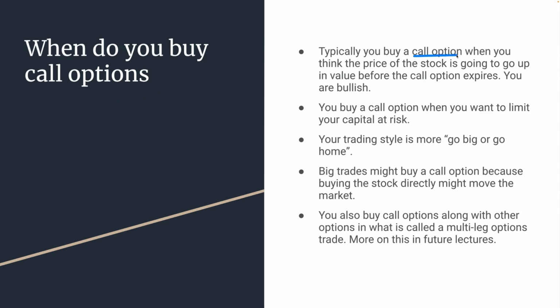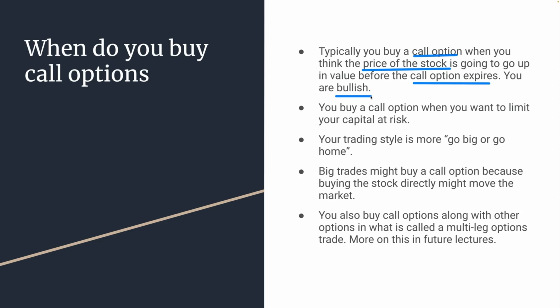Typically, you can buy a call option when you think the price of the stock is going to go up in a relatively short period of time, meaning it's going to go up before the option expires. You're bullish, and you're kind of quickly bullish. You're so bullish that you think the stock is going to go up before the expiration.